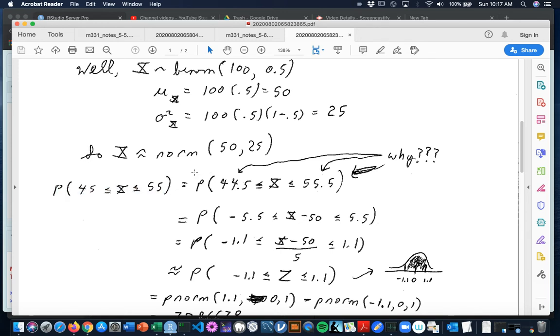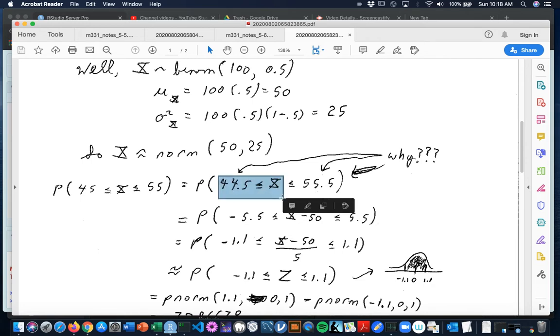Well, I'm going to do something a little funny at first. I'm replacing the 45 with a 44.5 and the 55 with a 55.5. I'll explain why in a minute. But I do want to convince you right here and now that that's an equal sign. And the reason is that X is a discrete random variable with only whole number values possible. So there's no way for X to turn out to be anything between 44.5 and 45.